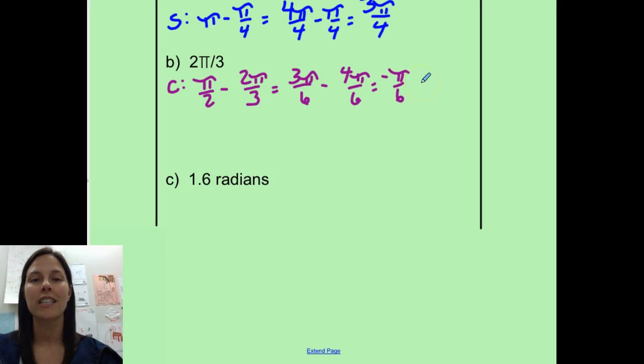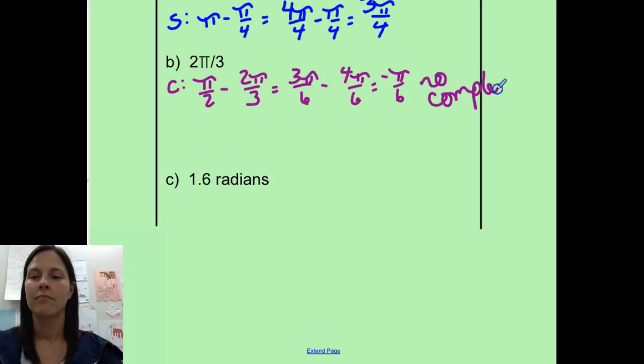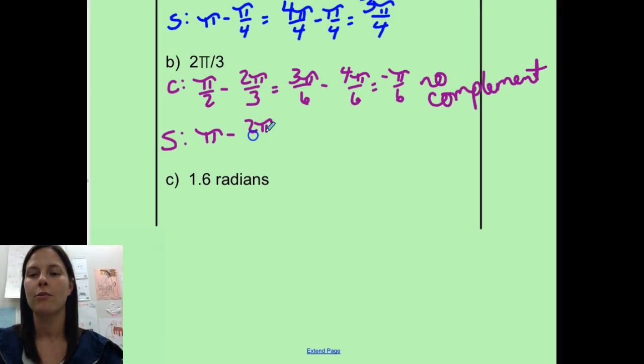However, similar to degrees and how you learned in geometry, if an angle is larger than 90 degrees, it does not have a complement. Same in radians. This angle is larger than pi over 2 radians, so there is no complement. Finding a supplement, we take pi minus 2 pi over 3, multiplying pi by 3 over 3, and subtracting, I get a supplement of pi over 3 radians.